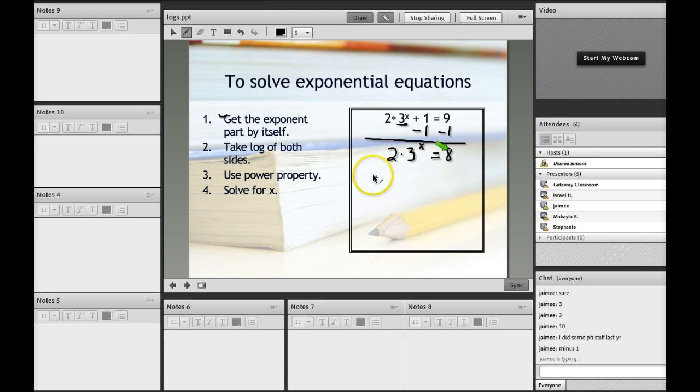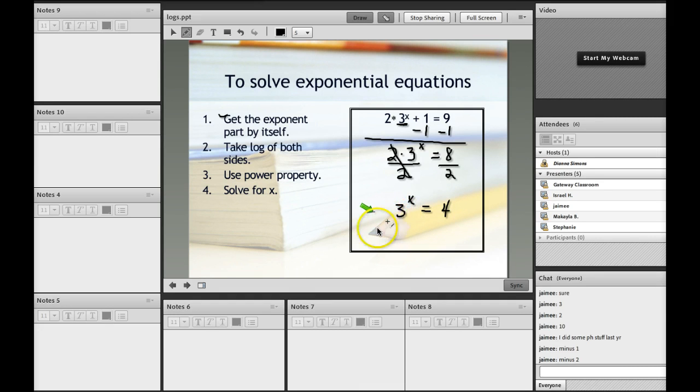Good, Jamie. She said minus 2. Not minus. These are being multiplied. Yeah, so we're going to divide. Good. And that leaves you with 3^x equals 8 divided by 2, which is 4. Now, this is where you would need to use a calculator.